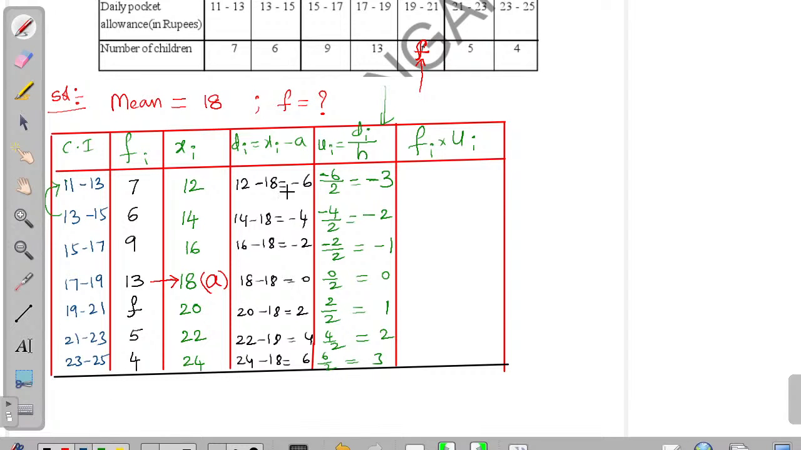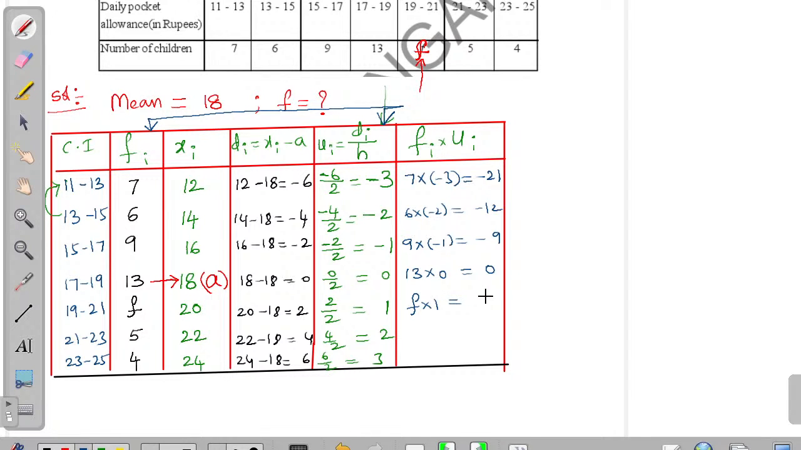So here you have to multiply the fi value with ui. 7 into minus 3 is minus 21. 6 into minus 2 is minus 12. 9 into minus 1 is minus 9. 13 into 0 is 0. The important thing here is that f is there, so f into 1 reads as f only. 5 into 2 is 10. 4 into 3 is 12.